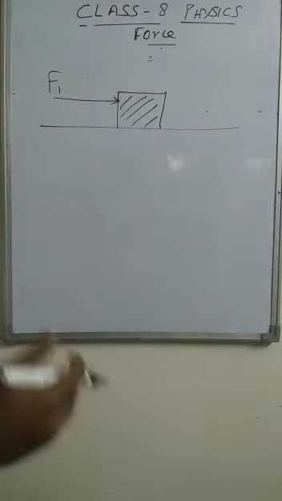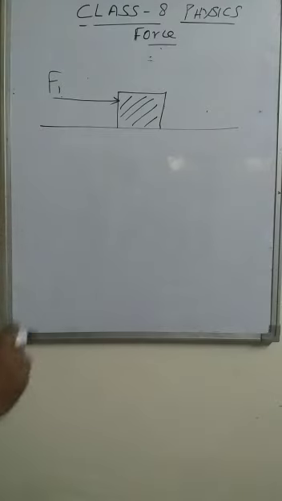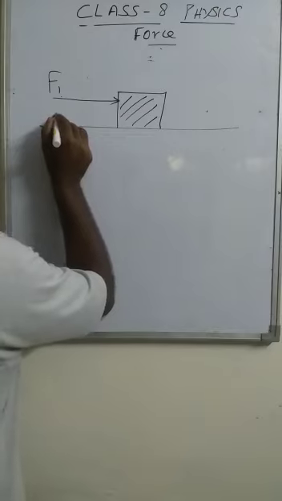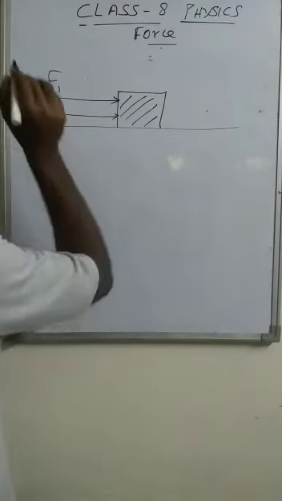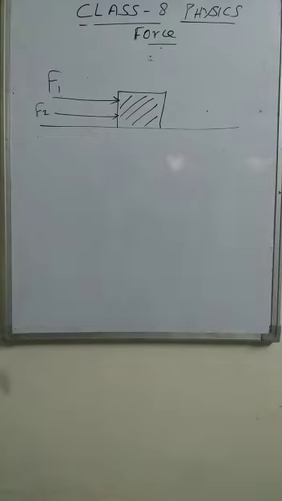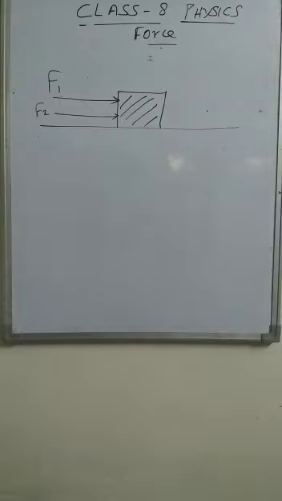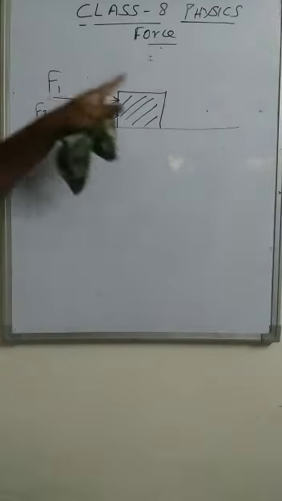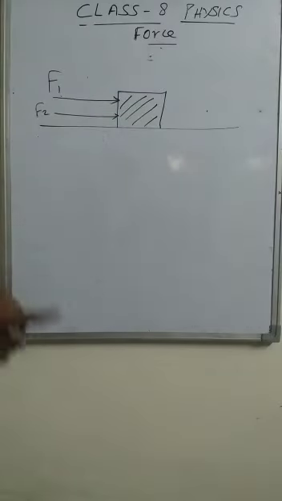This may have any magnitude. Then the second force is also applied. The second force is applied in this manner. The second force is also applied here. Now you see that both F1 and F2 have different magnitudes. When they are applied on the same object, from the diagram you can say they are applied in the same direction.